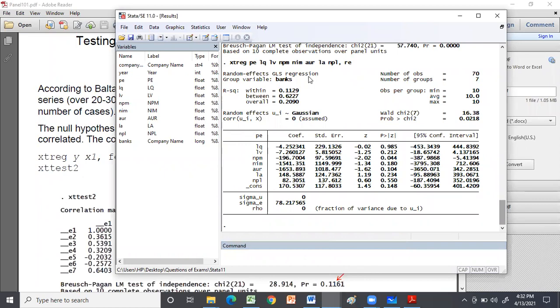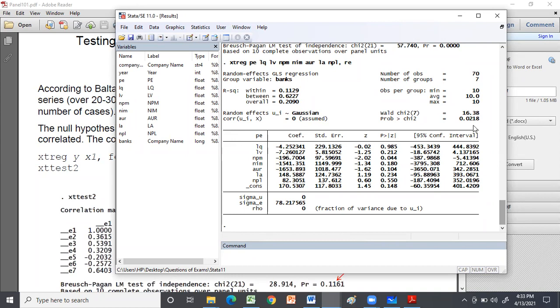GLS stands for generalized least square regression, because here the original regression model has been a little bit transformed. I will show you how they did the transformation. The transformation actually has been done in the intercept portion. Okay. Here, when you are doing the random effect regression model, you can see the chi-square value of the model is 16.38 and the p-value is less than 0.05.